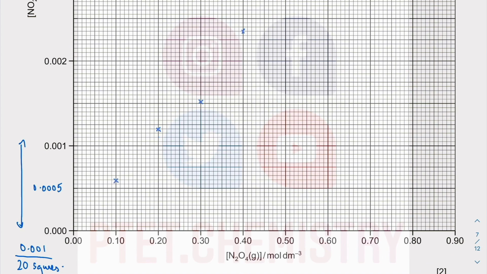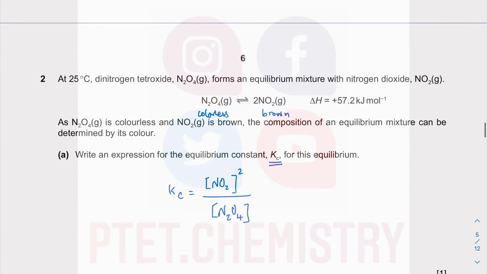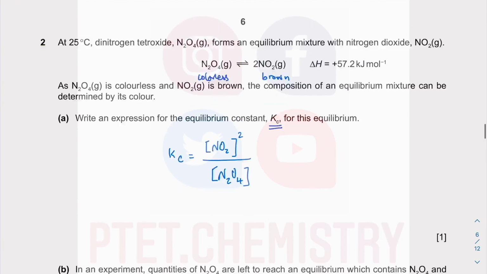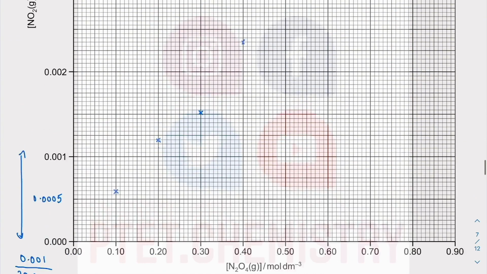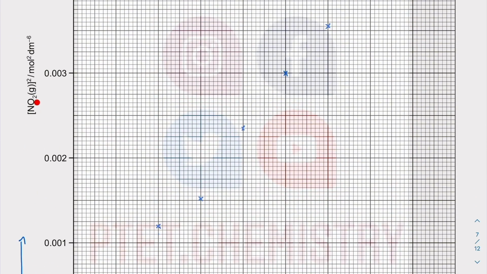And you can imagine you don't have the point at origin, but what does it mean when x equals 0? When there is no N2O4, can you get NO2? When there's nothing, then there's no dimerization, there is no equilibrium, then there's no NO2. The NO2 concentration is going to be 0.